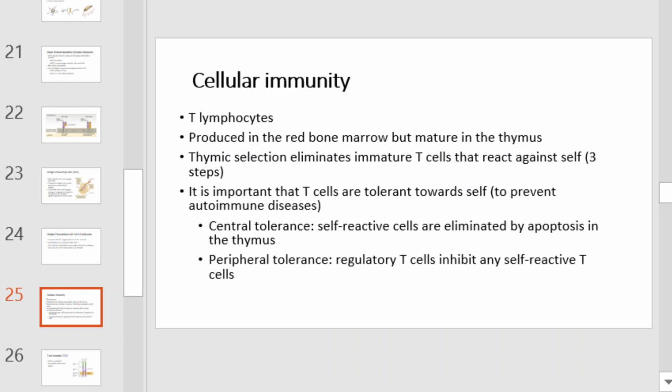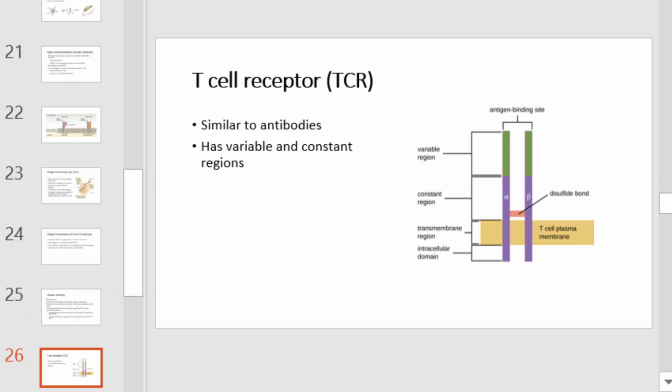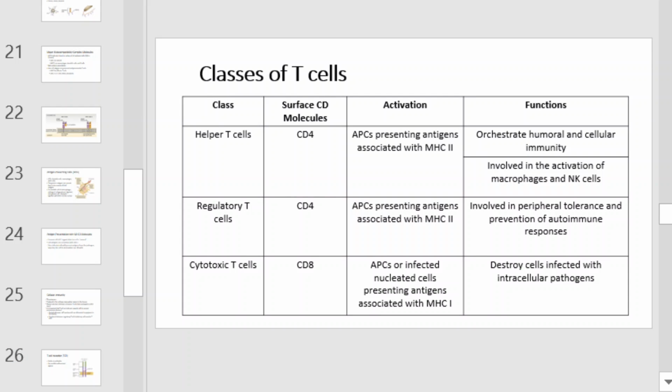Central tolerance is when self-reactive cells are eliminated by apoptosis in the thymus, while peripheral tolerance involves regulatory T cells inhibiting any self-reactive T cell. This is a T cell receptor, which is similar to an antibody and has a variable and constant region. Here we see classes of T cells. Take a moment to pause the video and review each class type, its activation and function.